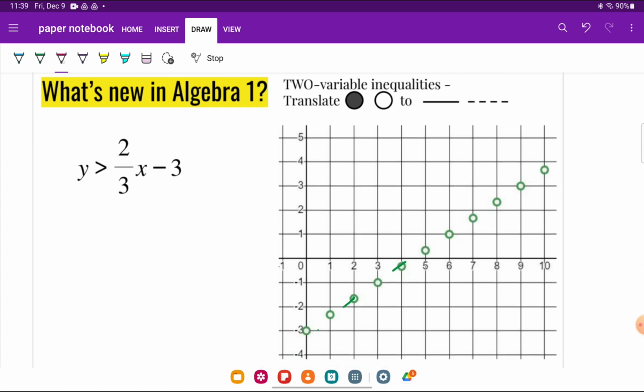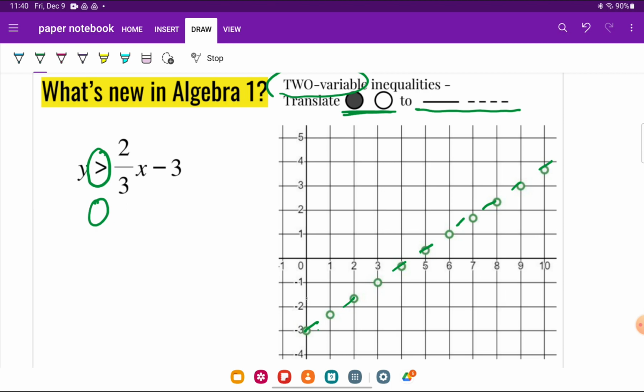Algebra 1 is also where we move from single variable to 2 variable inequalities, so we're translating our open and closed circles on a number line to solid or dashed lines in the grid. Y is greater than, so I would use an open circle. Instead of having to make all these little open circles, we will just use a dashed line. They're synonyms.